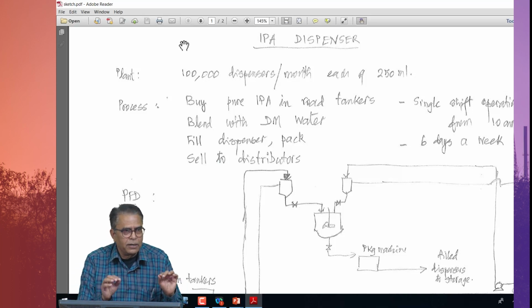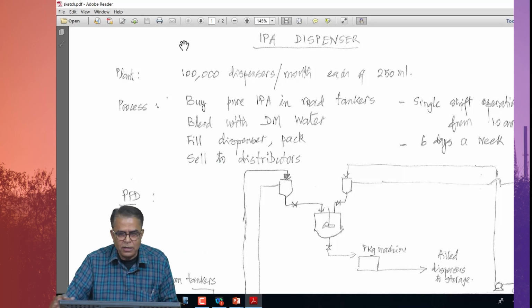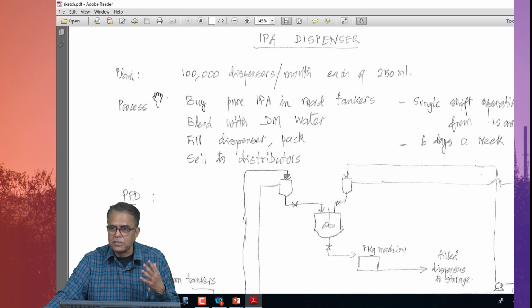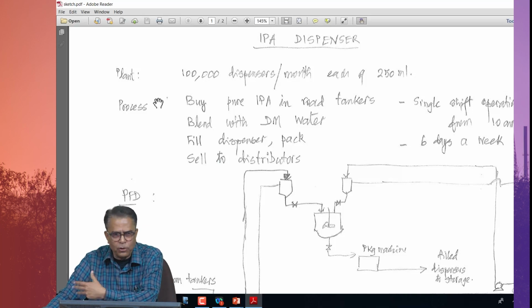A quick handwritten sketch as a tip of the iceberg kind of a thing. Then the details you can see. I say that this process, what is going to make this dispenser, my process is like this. The plant is 100,000 dispensers per month, each of 200 ml. So, this is given in the requirement statement.